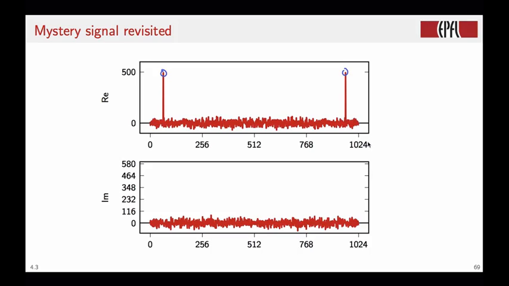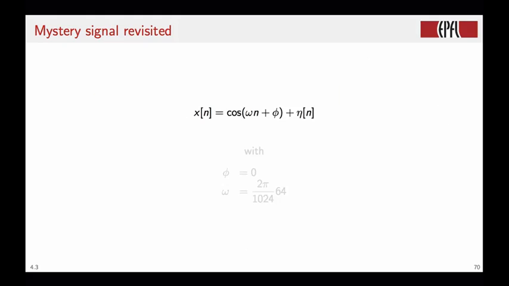Now if you look in detail at what happens in the spectrum, we see that the peaks are for k equal to 64 and for k equal to 960. We also see that the peaks appear only in the real part of the spectrum, and we remember that when this happens, the underlying sinusoid, the sinusoid represented by these peaks, is a cosine. So from this simple visual inspection, we can already write our signal as such.